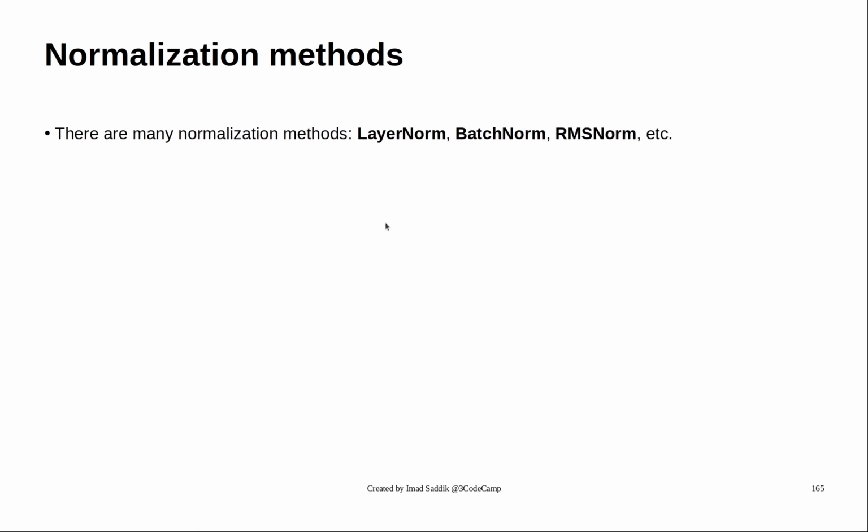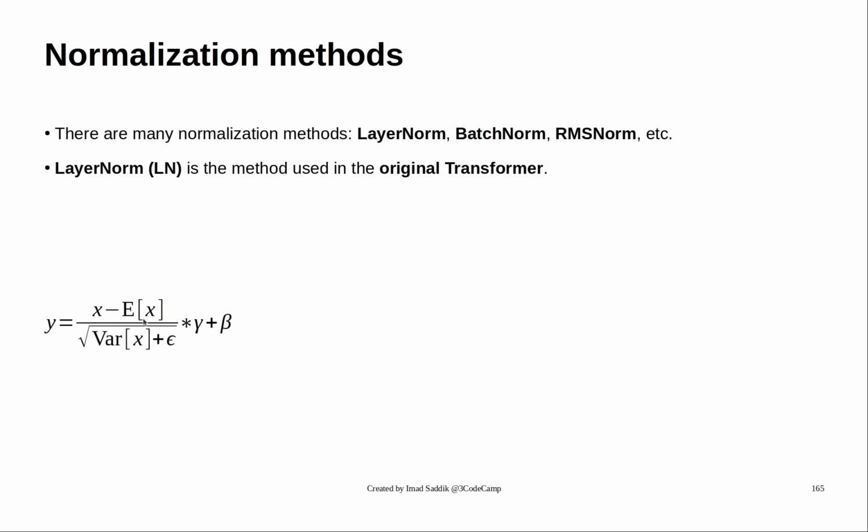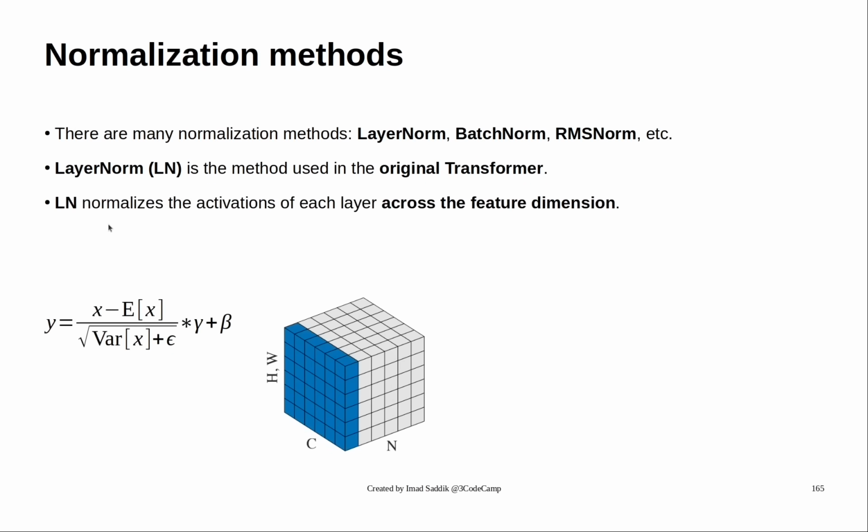There are many normalization methods. We have layer norm, batch norm, RMS norm, etc. Layer norm is the method used in the original transformer that was introduced in the Attention Is All You Need paper. Here is the equation used by layer norm. This method normalizes the activations of each layer across the feature dimension. Here is a diagram that illustrates that.